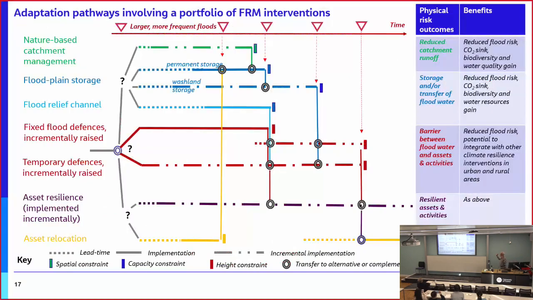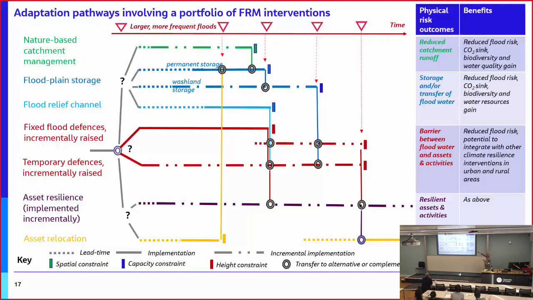So all these ideas we're trying to bring together into the River Severn region. And so this is a template for the prospective flood risk planner faced with larger, more frequent flood events with time. What sort of interventions do you consider?